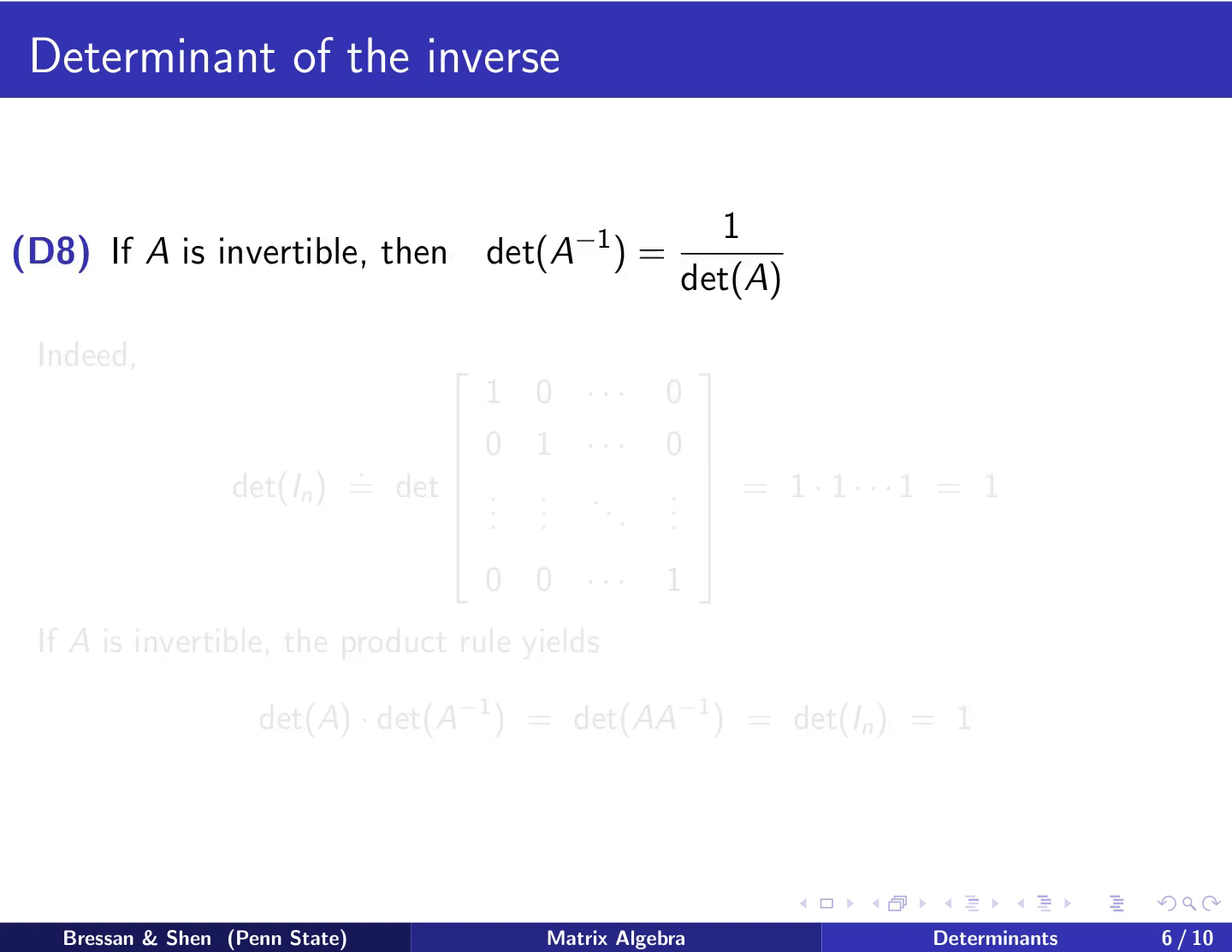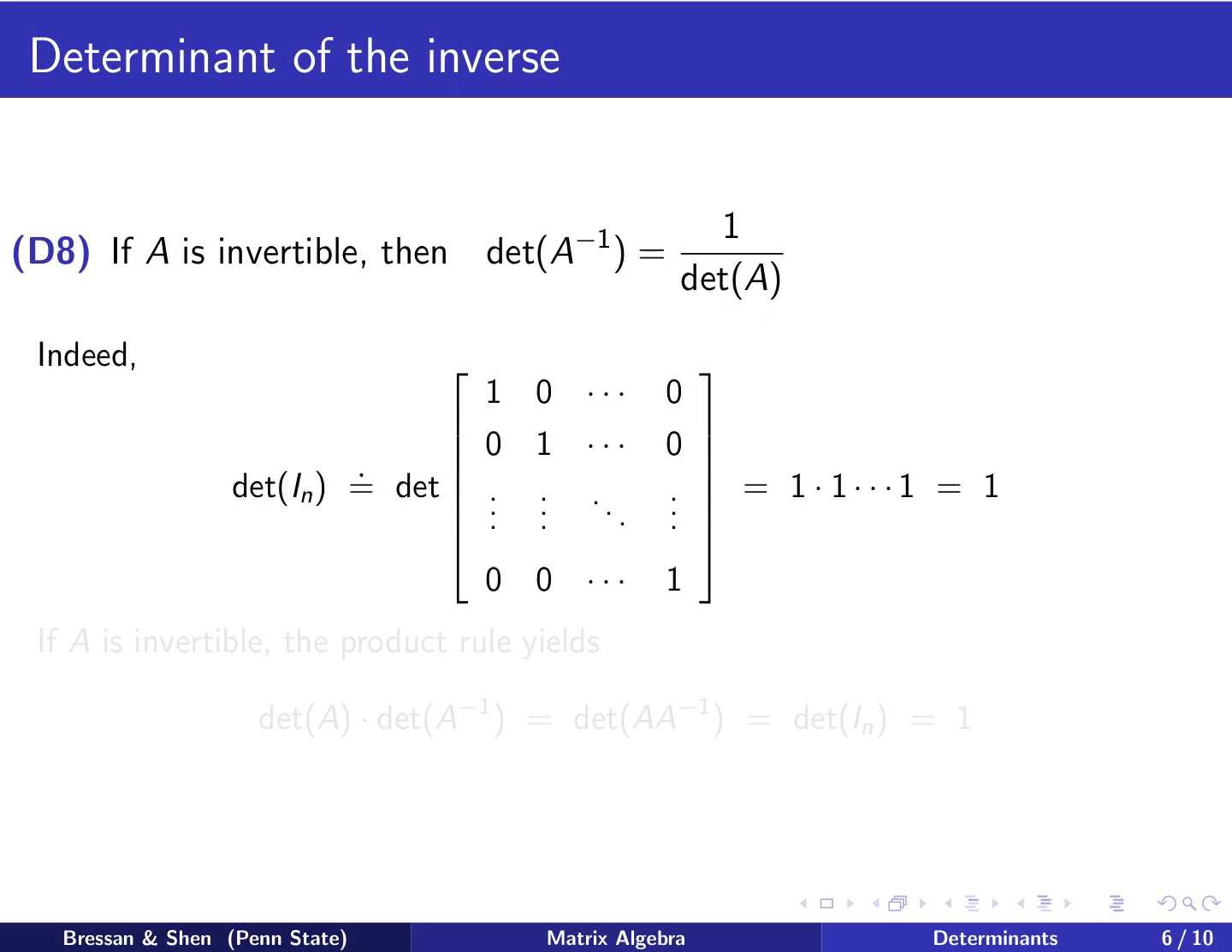Property number 8 regards the inverse of a matrix. If A is invertible, then the determinant of A inverse is the reciprocal of the determinant of A, or the inverse of the determinant of A. Indeed, we can give an argument for this property.